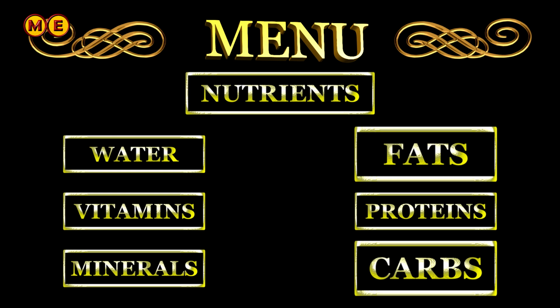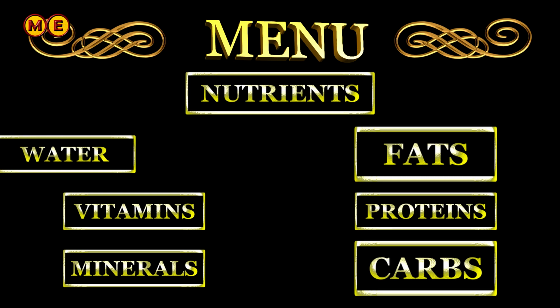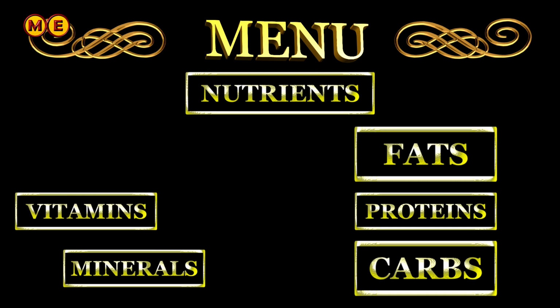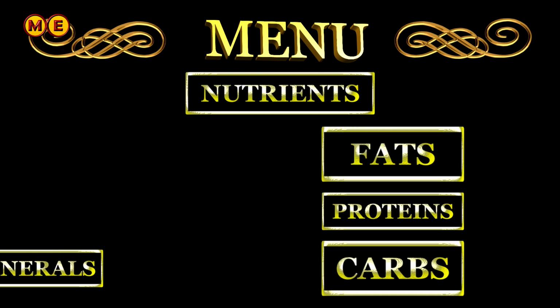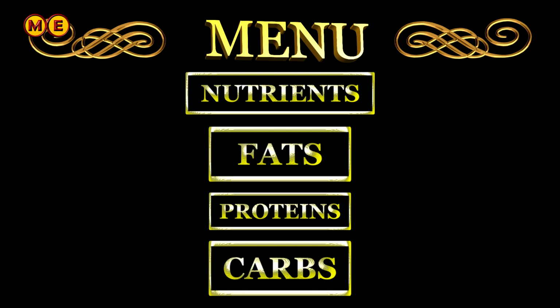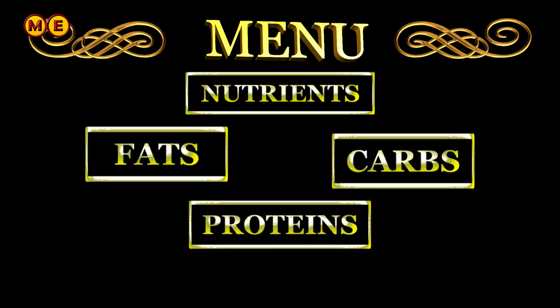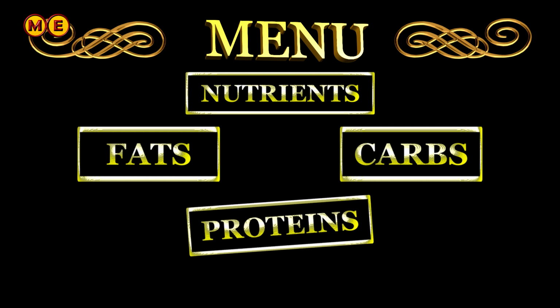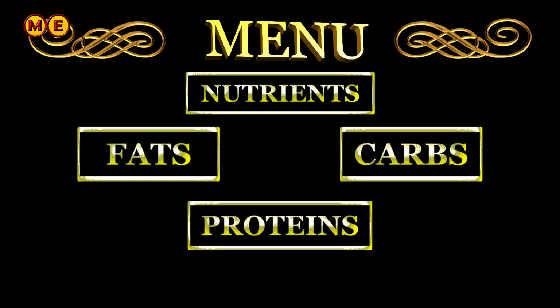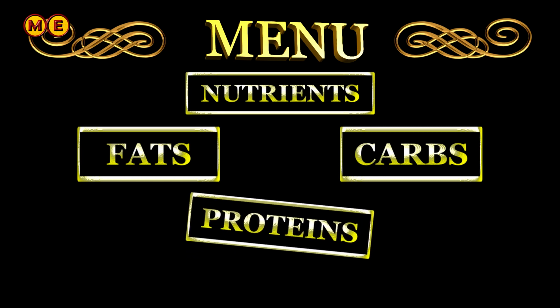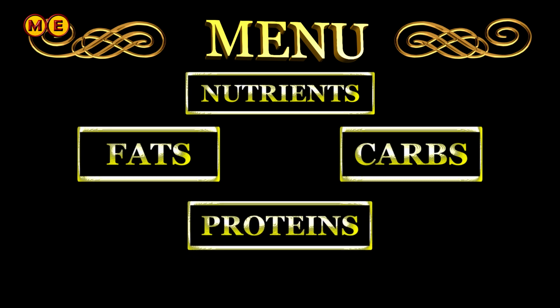The first thing is to remove water, vitamins and minerals from the cell's menu, because they are not a source of energy for our cells. That way we have left only the groups of fats, proteins and carbs. But the proteins are not a major source of energy. They are mainly building materials, and usually less than 10% of the energy comes from proteins.